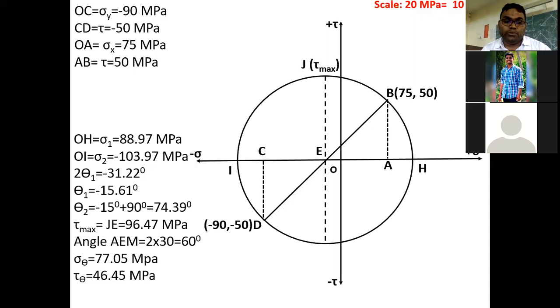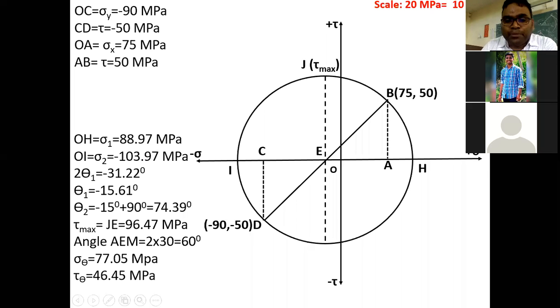You have drawn this circle by taking the center E. So see O and H, you just measure this distance OH, and it is approximately 4.4. So 4.4, you just multiply by the given scale, the taken scale. So it comes to 88.97 megapascal.